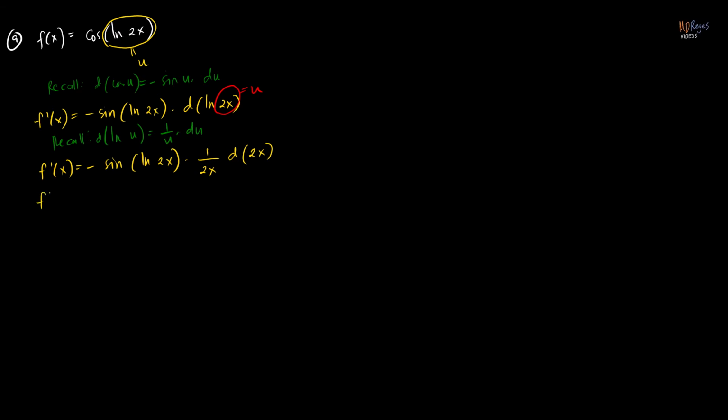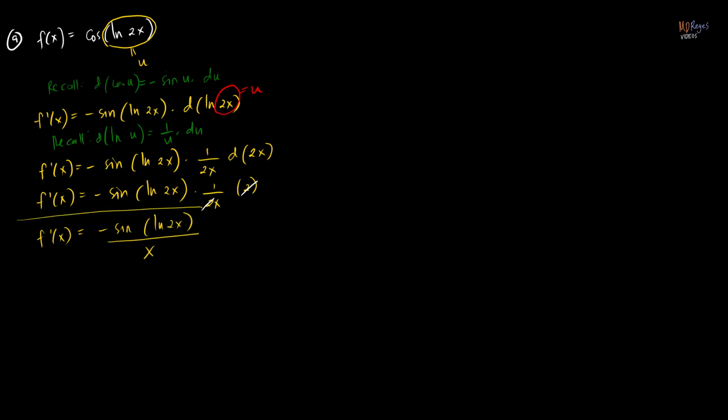Let's continue in the differentiation process. We'll have negative sine of ln of 2x times 1 over 2x. The derivative of 2x with respect to x is 2. Okay, so simplifying, we'll have 2 over 2 equals 1. And so our final answer, the derivative of f of x is equal to negative sine of ln of 2x, and in the denominator, we'll just have x. This is the derivative of the function.